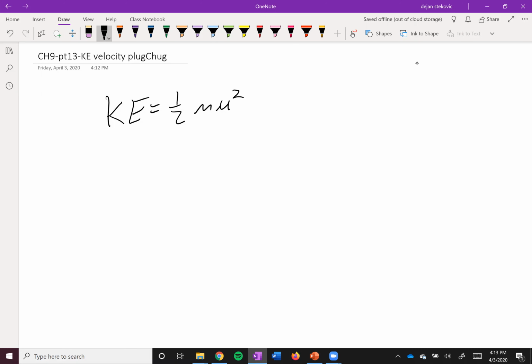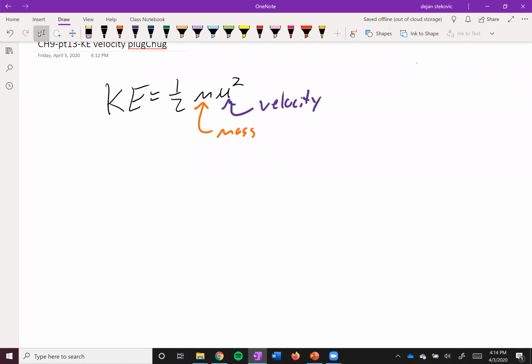All right, so last time we learned that kinetic energy is equal to 1/2 times mass times velocity squared. And what was the symbol again? This is mu, this is velocity. So there are going to be some plug and chug type of problems, but first we have to derive some new equations.